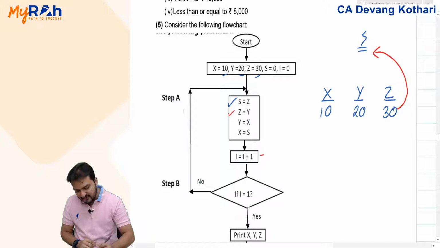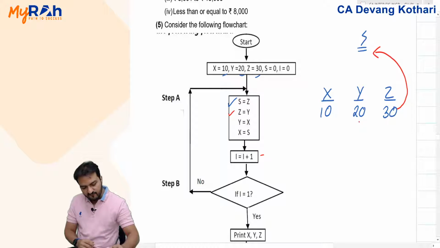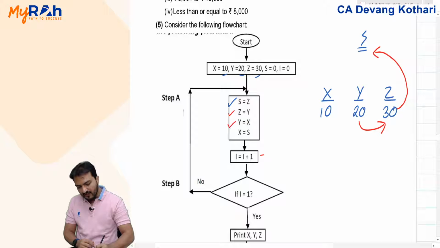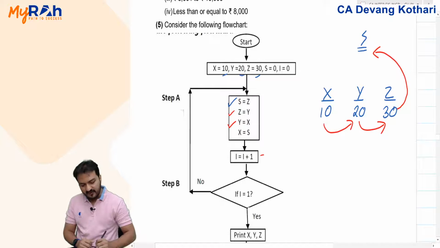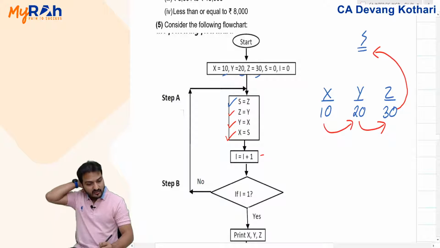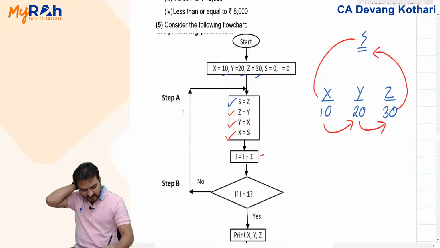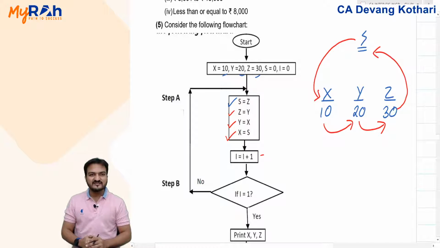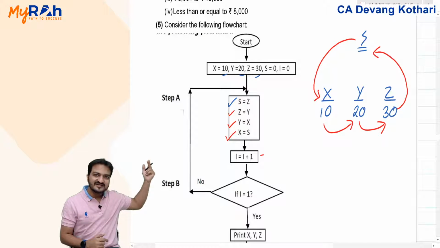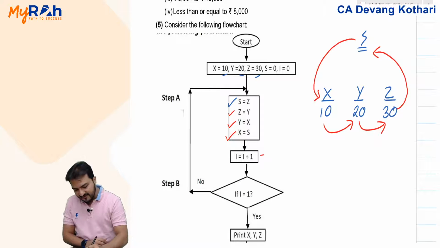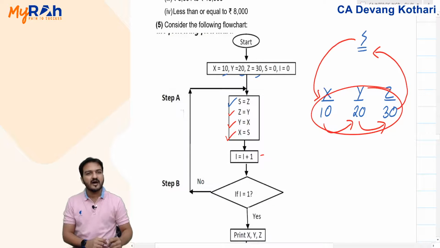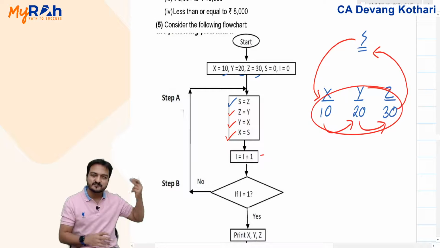Then Z equals Y. So the value of Y is assigned to Z. Then Y equals X. So the value of X is assigned to Y. And then X equals S. So S is assigned to X. So basically you see here what is happening. What is happening here is that all my values between X, Y, Z are just being circulated.